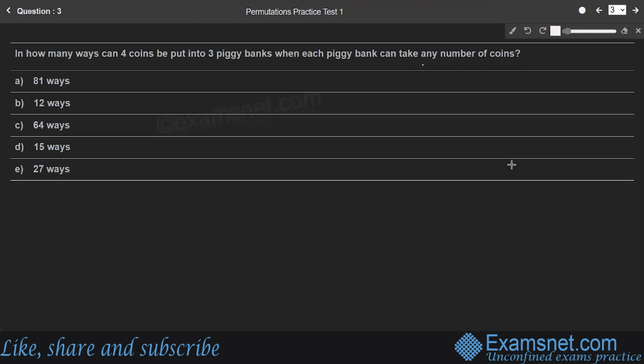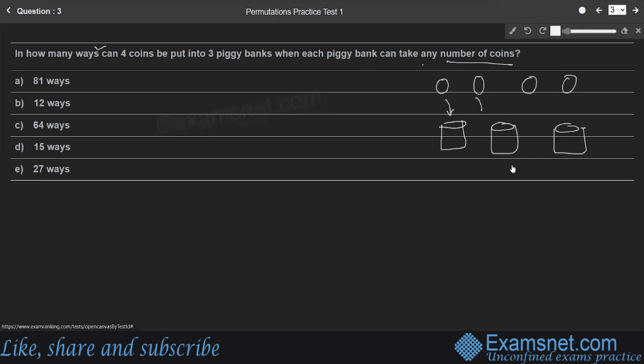Question number 3. In how many ways can 4 coins be put into 3 piggy banks when each piggy bank can take any number of coins? So we'll consider 4 coins, students, and 3 piggy banks, like this. Here, each coin has 3 possibilities or 3 ways of being placed in the piggy banks. We'll consider the first coin. It has 3 possibilities of being placed in the 3 piggy banks. Therefore, here are 4 coins, right?